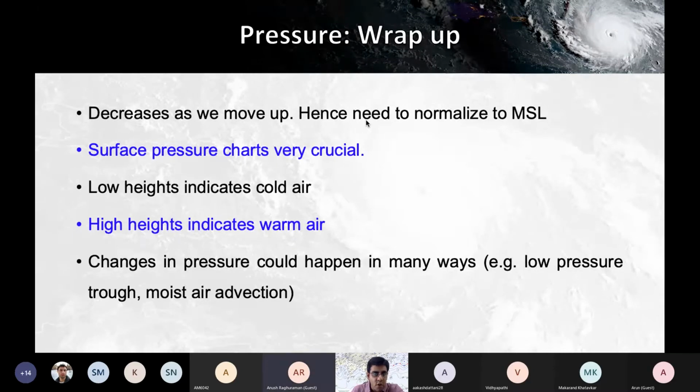Don't depend on your phone. Phones will also show pressure. Some of these smartphones have the capability to show it because they have a barometer inbuilt. Some of the phones, not all of them. You can actually get the pressure, but they are not normalized. They just give you the actual pressure at that location. You have to normalize it to mean sea level. Then only will you actually be able to tell patterns.